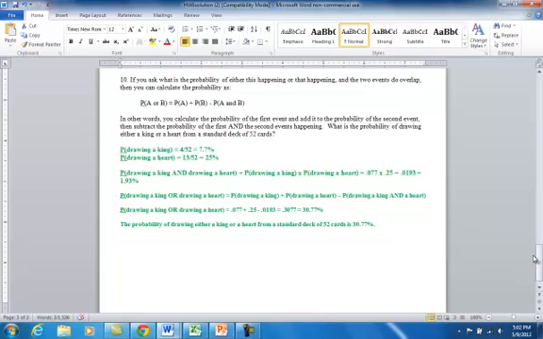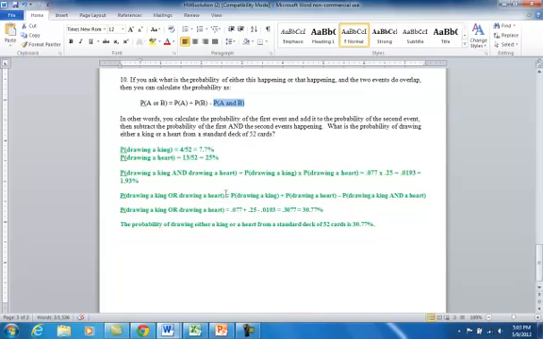So for that, what we want to calculate is the second part of this formula right here. We want to calculate this part, the probability of A and B. So we say the probability of drawing a king and the probability of drawing a heart, because it's an AND, we're going to multiply those two. 0.077, which is 7.7% times 25%, 0.25, equals 0.0193. Multiply that by 100. The probability of drawing a king and drawing a heart is 1.93%.